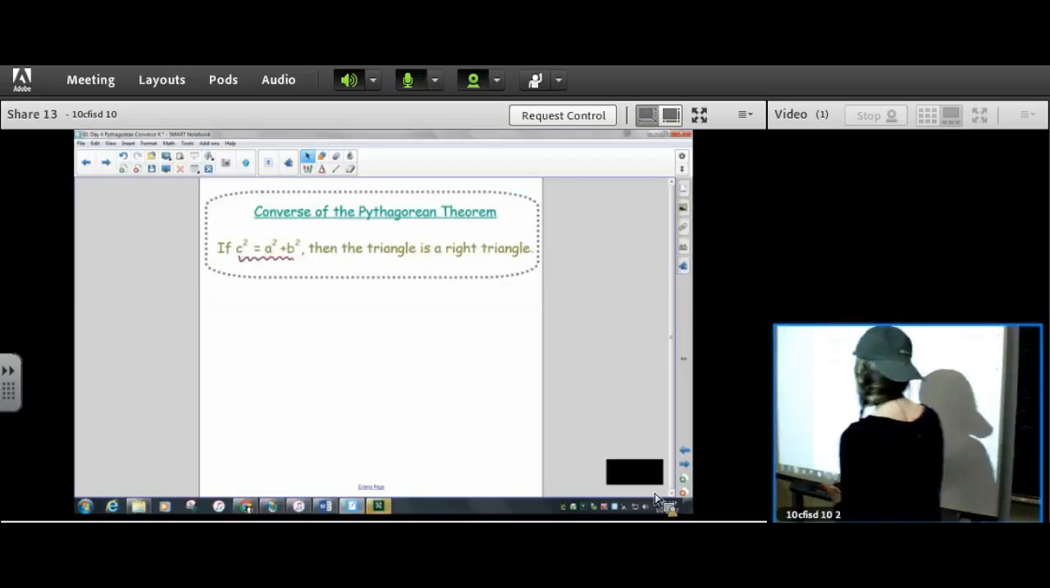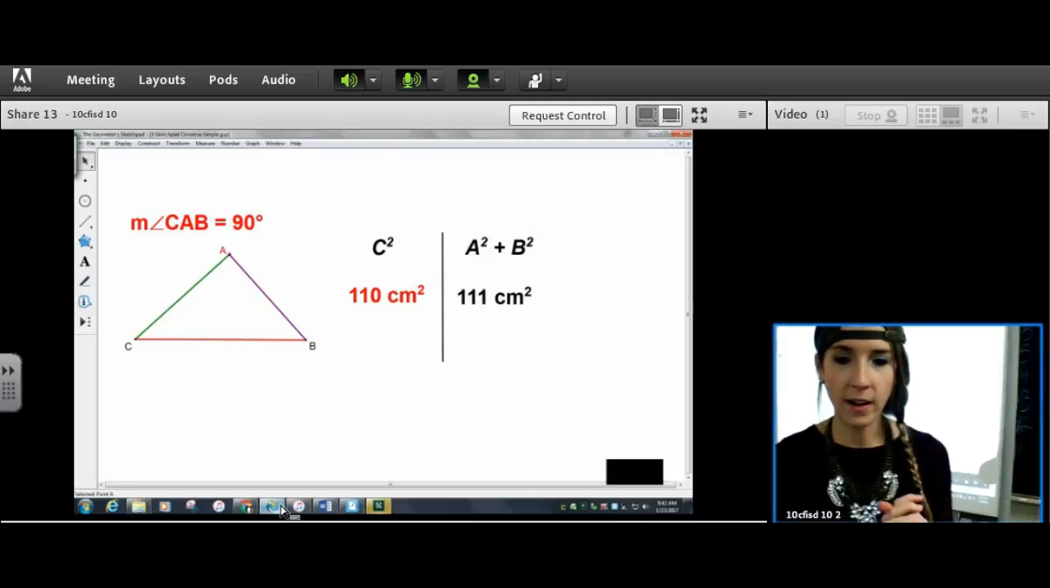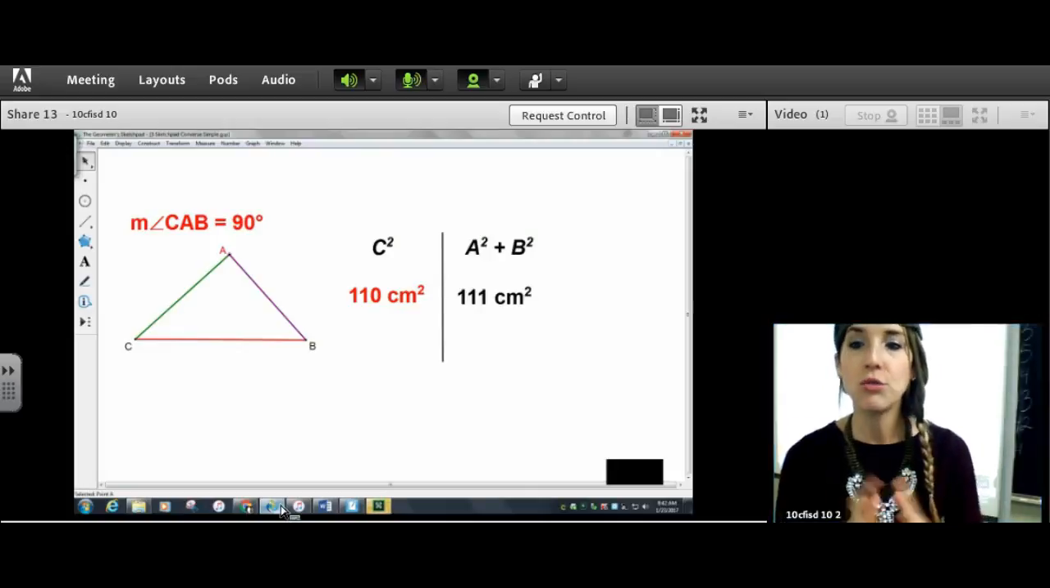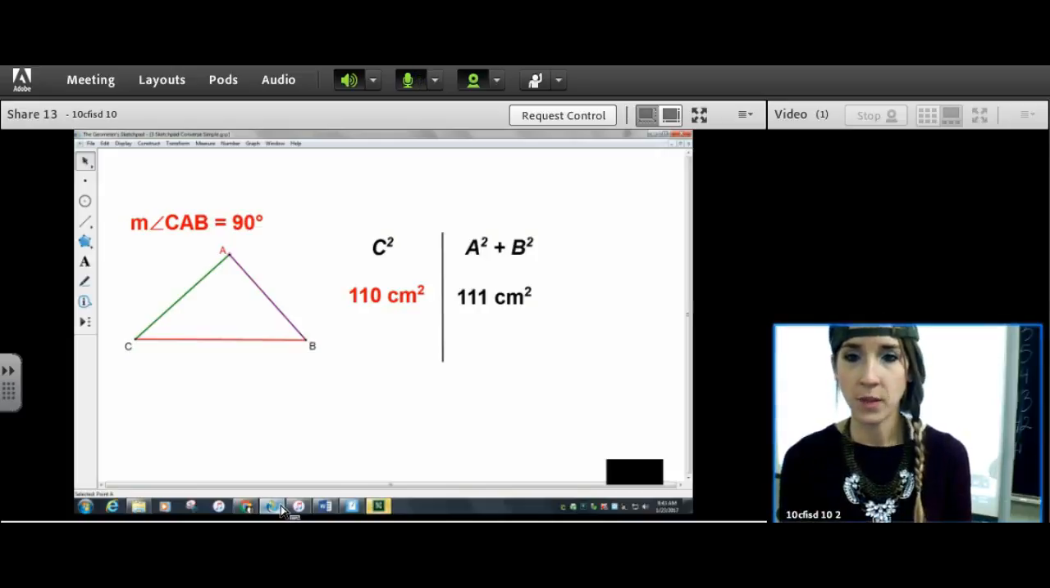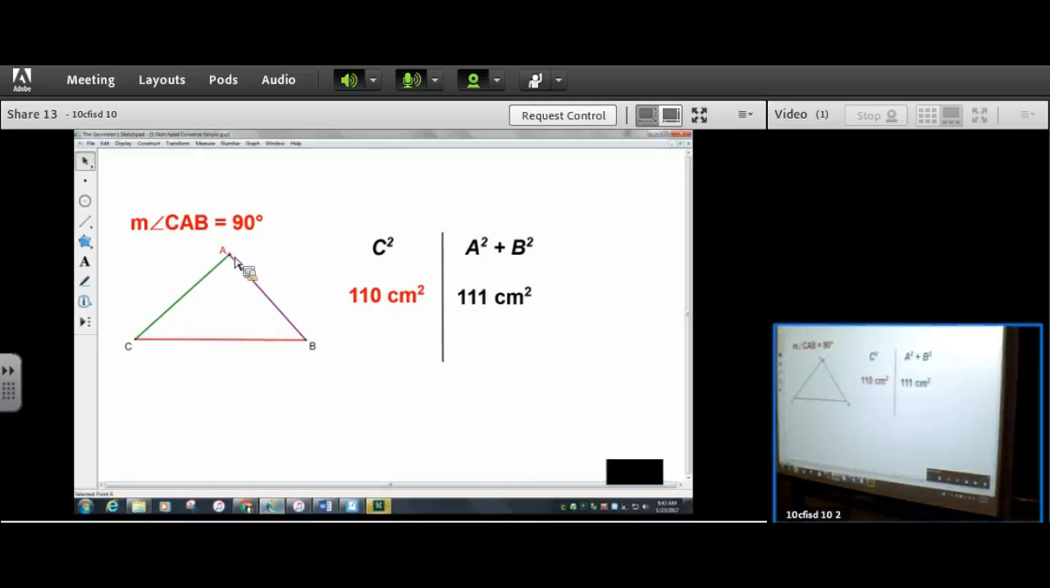So let's use a trusted geometry software called Geometry Sketchpad to show us numerically what happens. So right now, angle A is 90 degrees. Notice C squared, oops, no. It must not, see, the problem is that we oversimplified this and we rounded things.